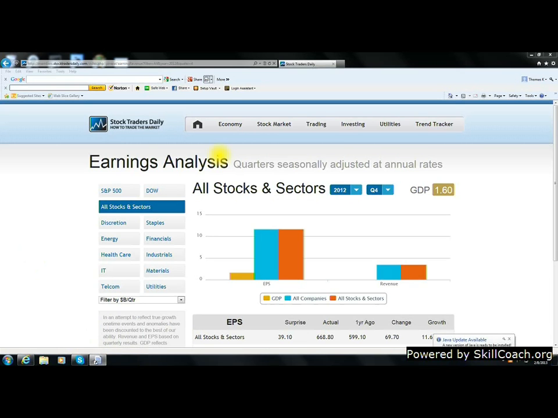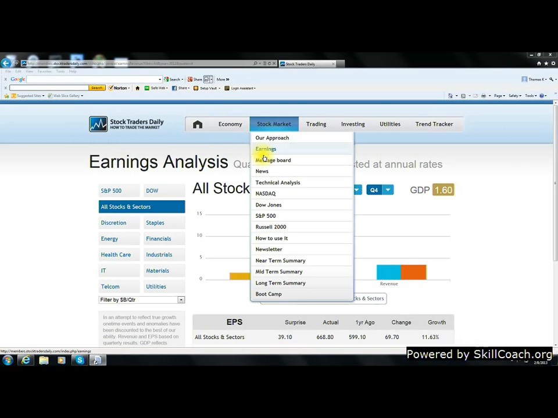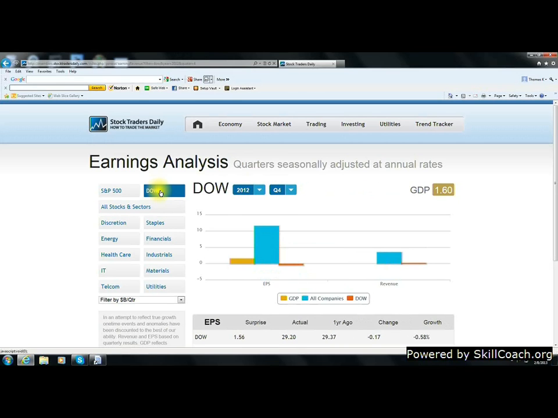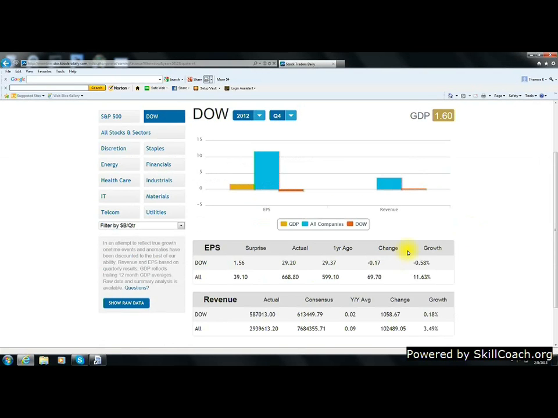This is the earnings analysis page offered by Stock Traders Daily. It can be found in the Stock Market tab and the earnings link within that menu. This is a fourth quarter view. We're going to take it for the Dow Jones Industrial Average. This is for the fourth quarter of 2012, and what it shows us is that the earnings per share growth rate for the Dow Jones Industrial Average is actually negative 0.58%. Revenue growth comes in at 0.18%.